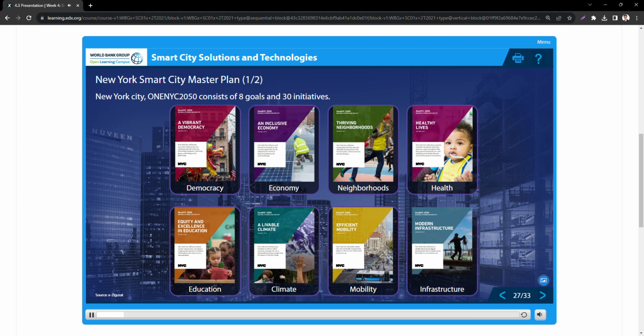New York City has announced the One NYC 2050 Master Plan. It includes 8 goals and 30 specific initiatives. By 2050, New York City will no longer rely on fossil fuels and cars. By this, the city expects to boost the economy, ensure safety, and provide opportunities while making sure that health and childcare services are implemented. The 8 goals are democracy, economy, neighborhoods, health, education, climate, mobility, and infrastructure.